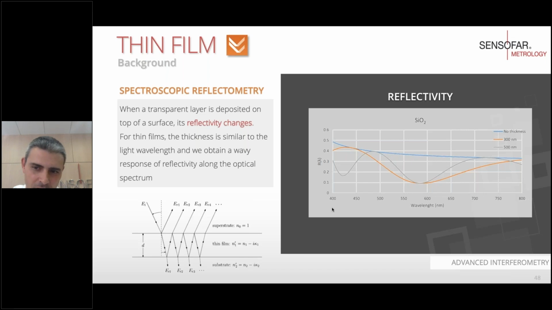thickness. On the other side, if we increase the thickness of the transparent material, this reflectivity picture changes, because the time needed to travel inside the material is now longer, it takes more because of this thicker material. So that's the summary of this spectroscopic reflectometry. Changing the thickness changes the behavior of reflectivity. So let's see if we can recover the thickness by looking at this picture here.